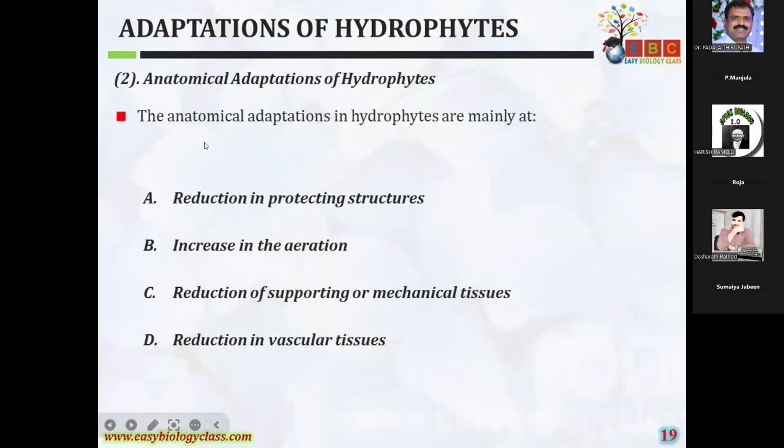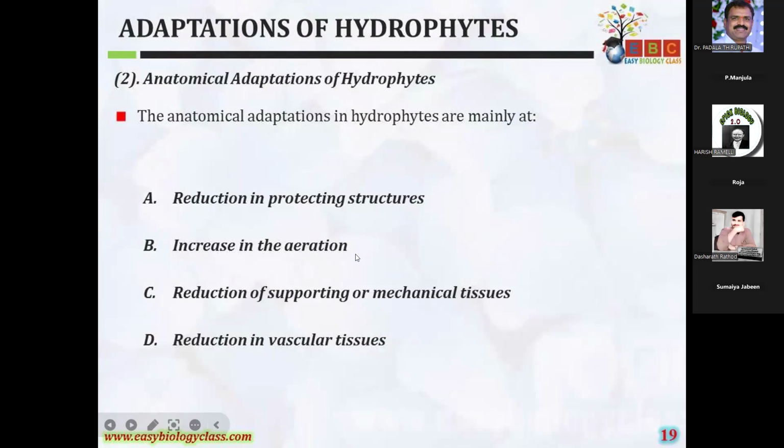So next one is the anatomical adaptations in hydrophytes. So these were the morphological adaptations. Next one is the internal adaptation. The first is reduction in the protecting structures, increase in the aeration, reduction of supporting or mechanical tissues, and reduction in the vascular tissue.